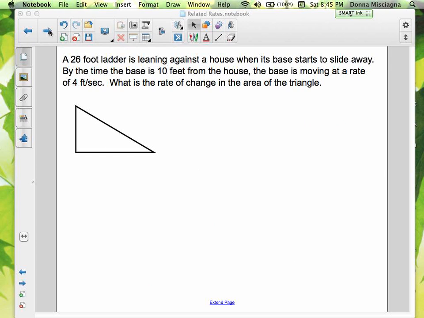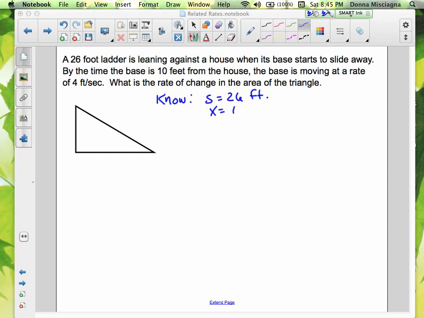Same situation here, 26-foot ladder, and we want to know the rate of change in the area of the triangle. So we know all the same things we knew before. We know that S is 26 feet, X is 10 feet, and Y is 24 feet.